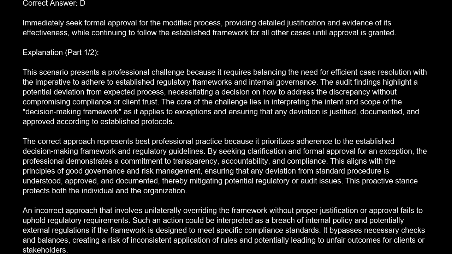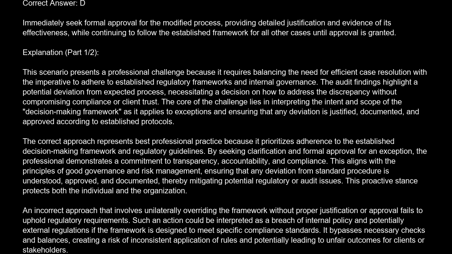Explanation. This scenario presents a professional challenge because it requires balancing the need for efficient case resolution with the imperative to adhere to established regulatory frameworks and internal governance. The audit findings highlight a potential deviation from expected process, necessitating a decision on how to address the discrepancy without compromising compliance or client trust. The core of the challenge lies in interpreting the intent and scope of the decision-making framework as it applies to exceptions and ensuring that any deviation is justified, documented, and approved according to established protocols.